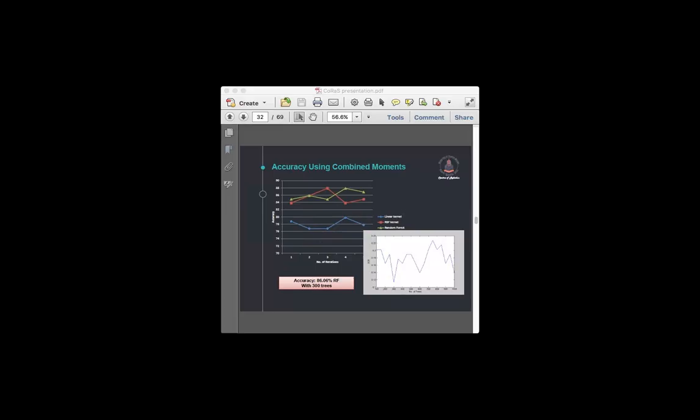Here you can see another statistic. It's too small, you cannot see. Let's move to the next. This is the combined movement score. Here you can see the accuracy of combined movements, when we combine the first four movements and then we combine the complex movements together. The accuracy increases to 86.06% when we use random forest with 300 trees. Next slide, please.